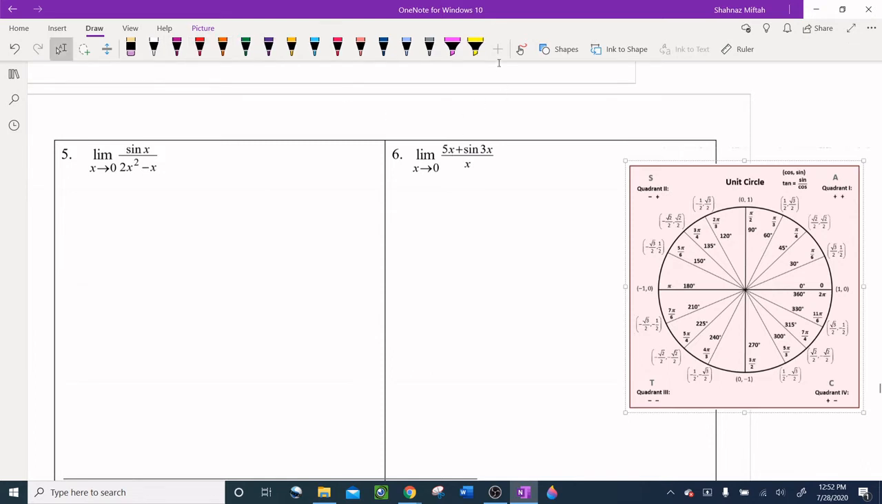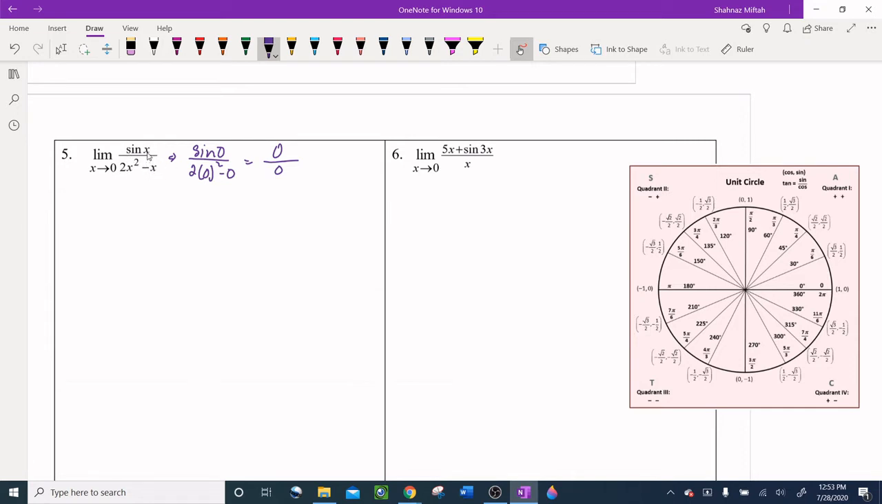Okay, let's see. Now question number 5, limit as x approaches 0, sine x over 2x squared minus x. What can we do here? First things first, direct substitution. I got sine 0 over 2 times 0 squared minus 0. So I know the bottom term is 0, everything. Sine 0, we already know sine 0 was 0, so 0 over 0. Now what should I do? Should I rewrite, factor, or should I be doing anything over here?